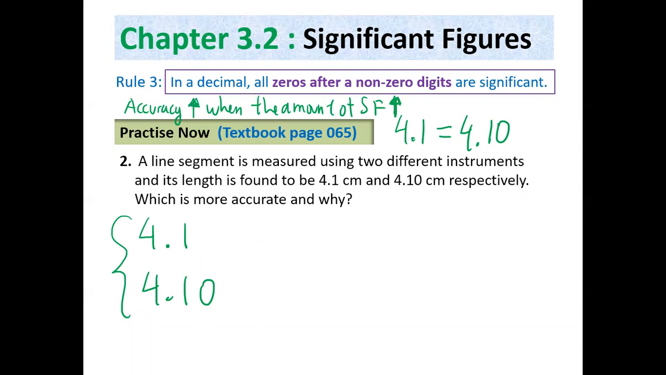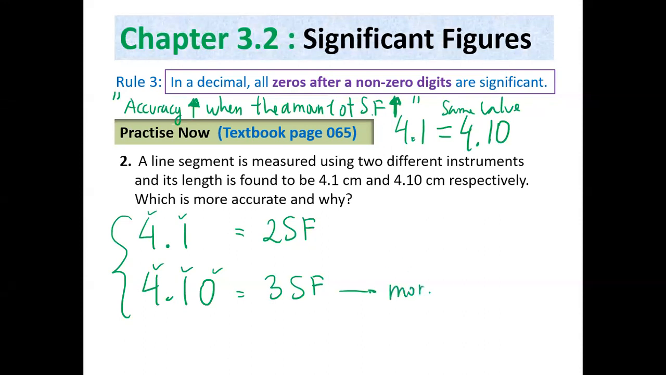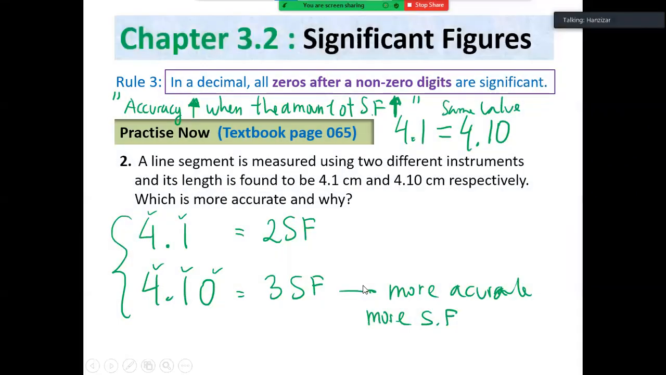Accuracy will increase when the number of significant figures increases. So you have to count the number of significant figures. 4.1 has 2 significant figures. All zeros after a non-zero digit are significant, so 4.10 has 3 significant figures. The value is the same, but 4.10 is more accurate because it has more significant figures. That's how you think about significant figures. This is the application of rule number 3.